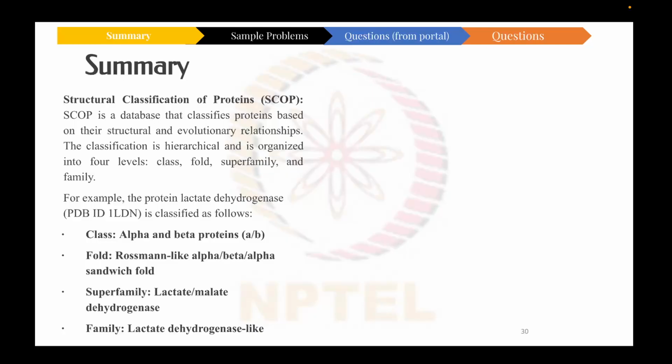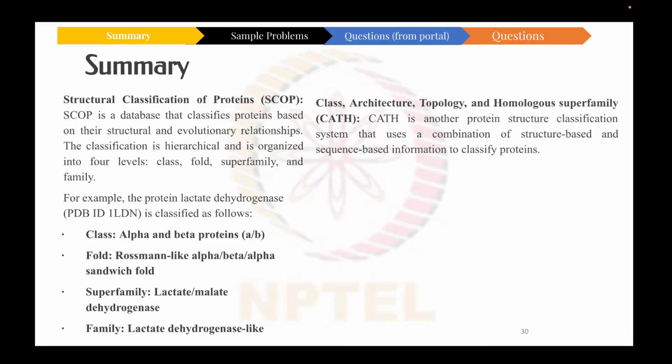Further, folds are grouped into superfamilies based on their structural and functional similarity. Finally, each superfamily is further divided into families based on their sequence and functional similarities. For example, we have the protein lactate dehydrogenase, whose PDB ID is 1LDN. It is classified as shown.